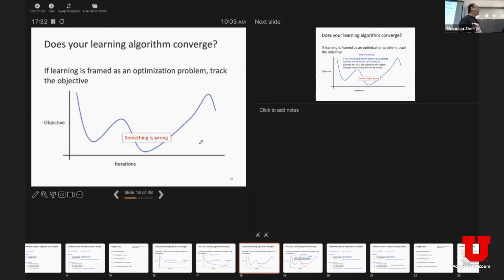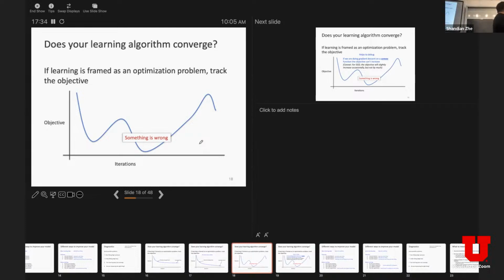However, if you see some optimization behavior like this, where it fluctuates dramatically, then there must be something wrong in your learning procedure, right? This might be more obvious when you set the wrong step size in stochastic gradient descent.